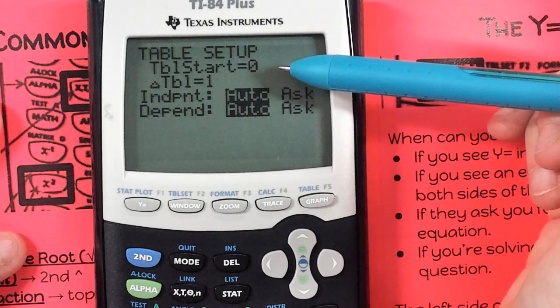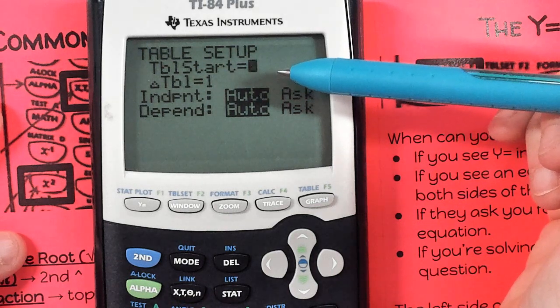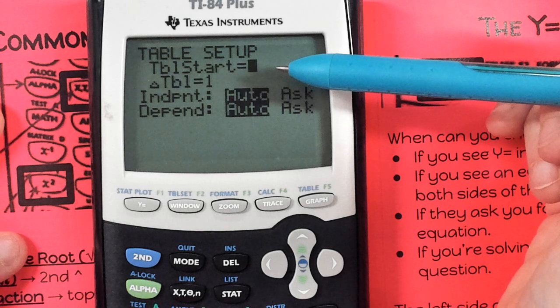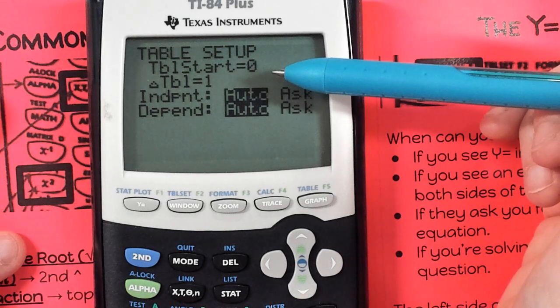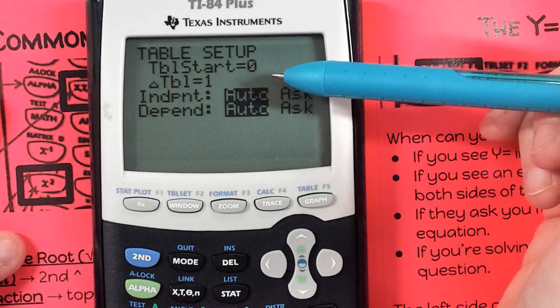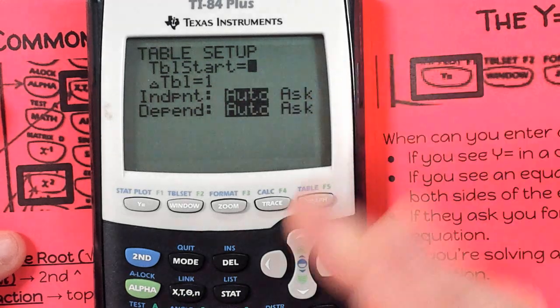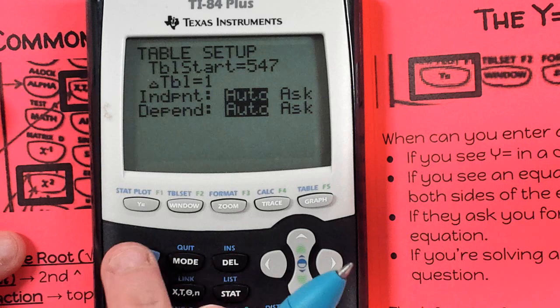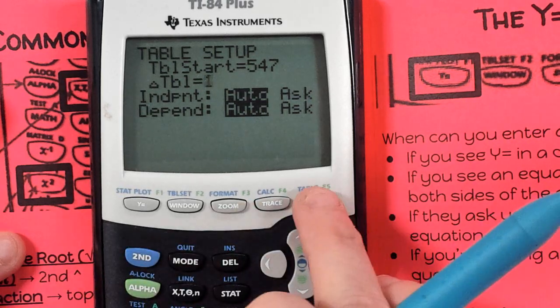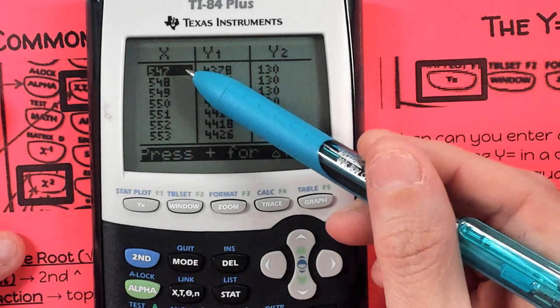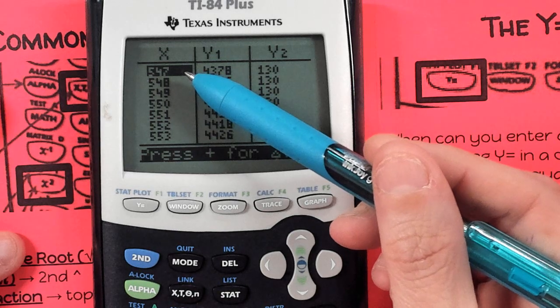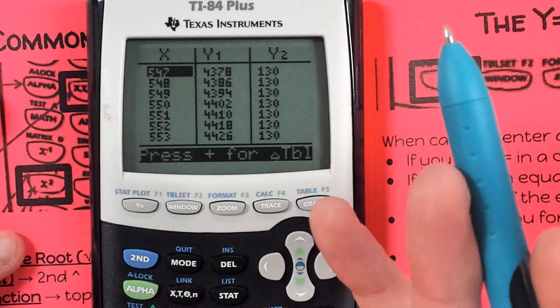So let's pretend I want to jump. They're asking me, what if x is 547? Well, I don't want to scroll down to 547. I don't have time for that. I have 55 minutes to complete the test, so I've got to go faster. But I can put 547, hit second graph to go into the table, and it'll jump me right to that row. So I can jump around the table more easily.